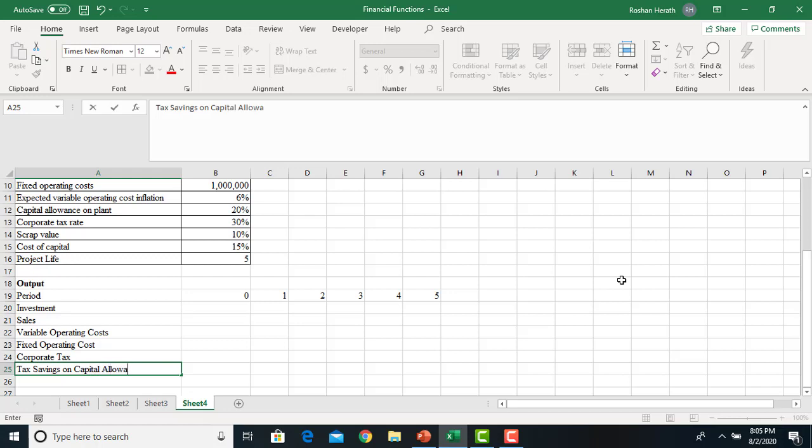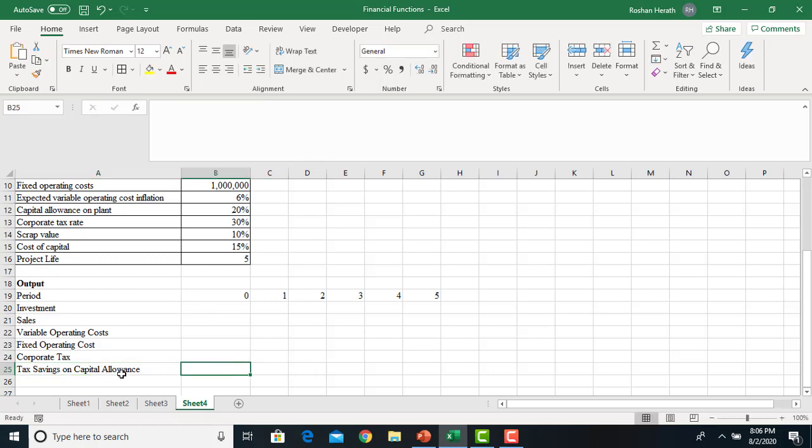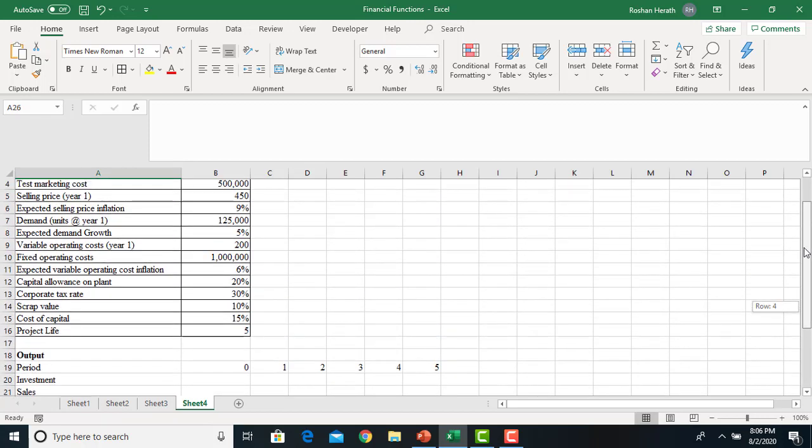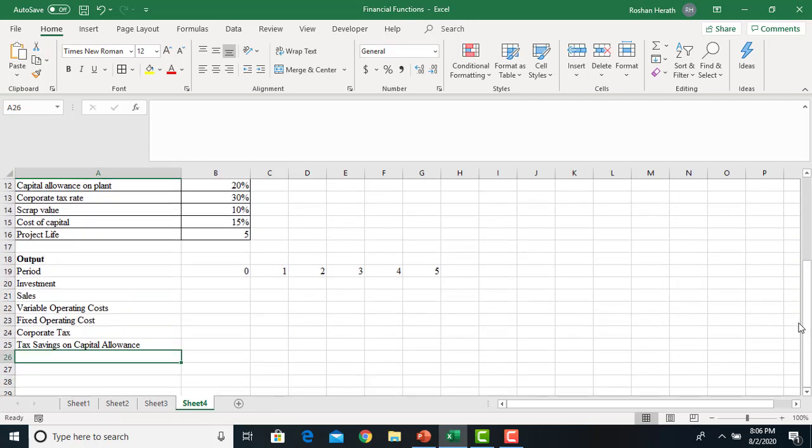Capital allowance is a non-cash item. The capital allowance is the tax depreciation. However, it is tax deductible. You can deduct it for the purpose of tax computation. So therefore, you can have a kind of saving on that. It's a cash inflow. Then again, you may have to consider the disposal of the investment. There must be a tax consequence there.